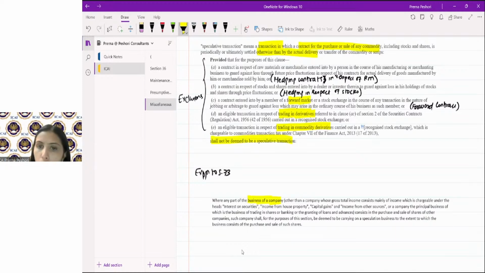other than a company whose gross total income consists mainly of income which is chargeable under the head interest on securities, income from house property, capital gains, and income from other sources, or a company the principal business of which is business of trading in shares or banking or granting of loans and advances, consist in the purchase and sale of shares of other companies, such company shall be deemed to be carrying on the speculation business to the extent to which the business consists of the purchase and sale of securities.